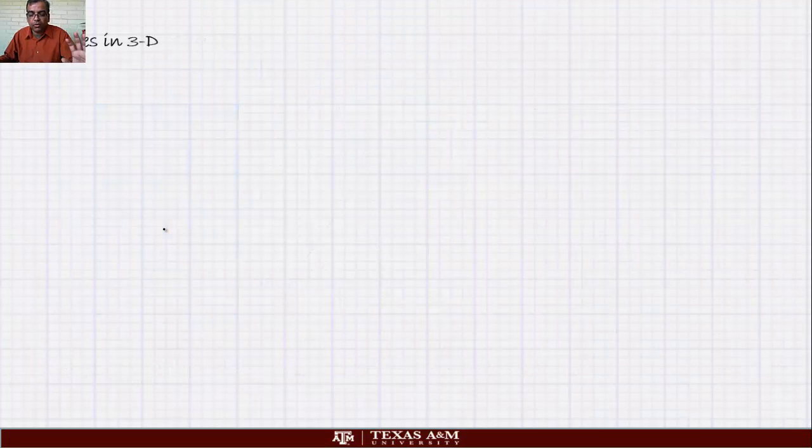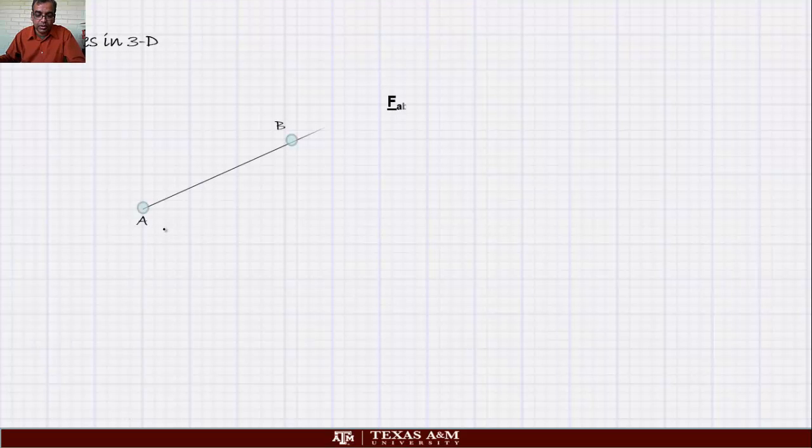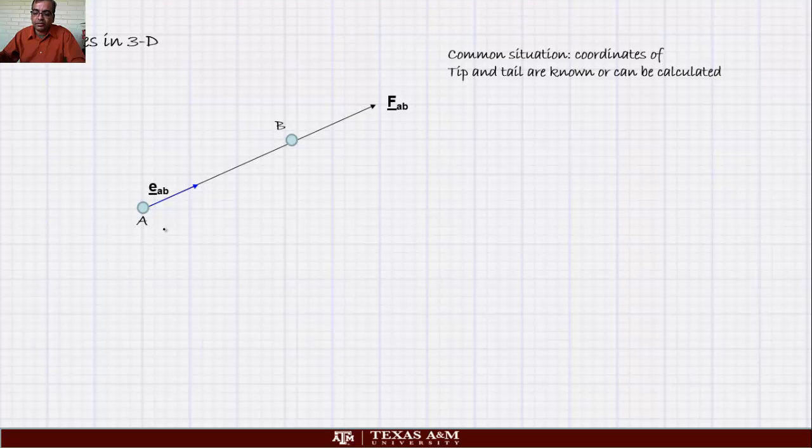So before we go into the example problem, I just want to make a quick survey so that we are all sure about what we are supposed to do. Remember, our typical situation is where I have a force F, and it's along the line joining A and B. I know the coordinates of A and B. I'm going to put a tick mark here saying that I know the coordinates.